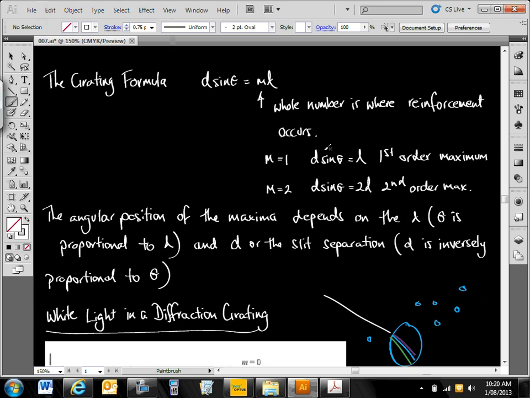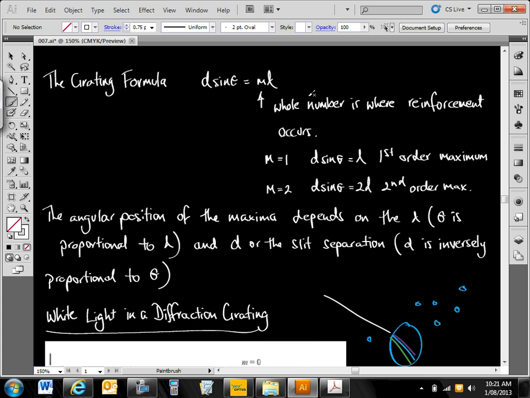These are essentially multiple slits on a little screen. When I say multiple slits, they are up to 1,000 lines per millimeter. They're numerous on these little slides. The grating formula here is d sin theta equals m lambda, m being a whole number where reinforcement occurs. So m lambda is either 1 wavelength, 2 wavelengths, 3 wavelengths, and so on.